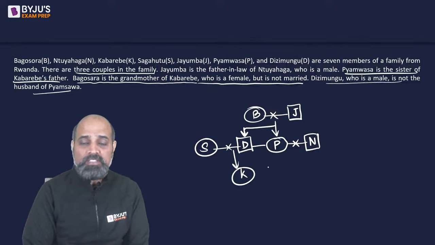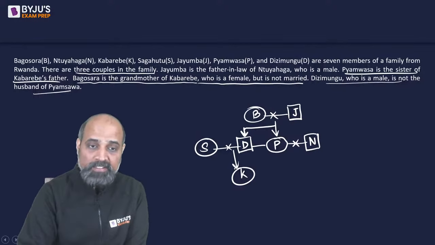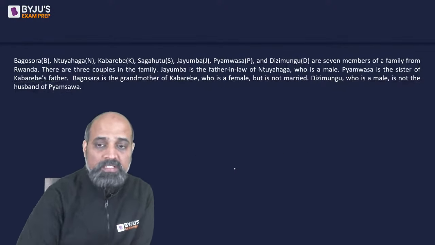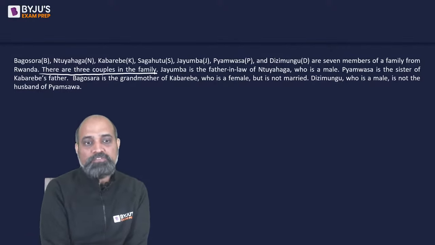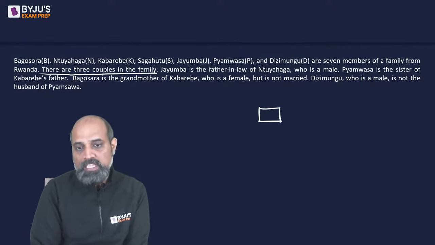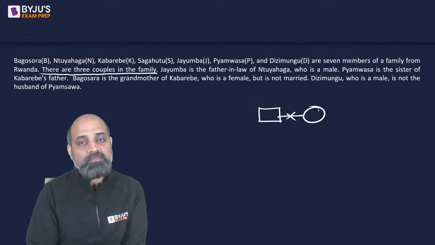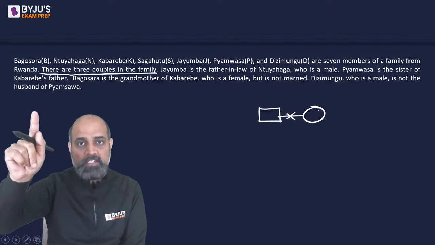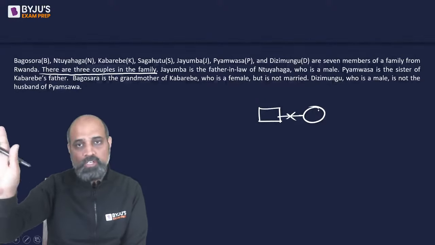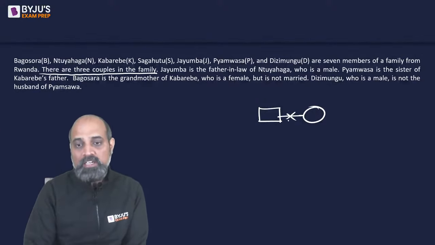Shubham, isme kya repeat karna hai? Shubham, it is given that there are three couples in the family. So three couples matlab ek couple to top mein ho gayi. Ki pata na, this is the rule. In a family tree, there has to be one couple. No brothers and sisters, not sure about that. Par ek couple chahiye udhar.